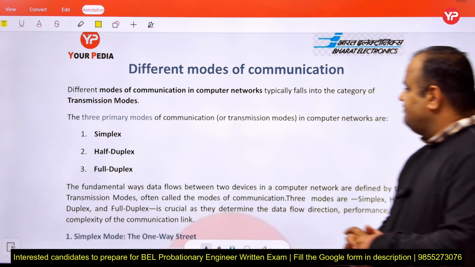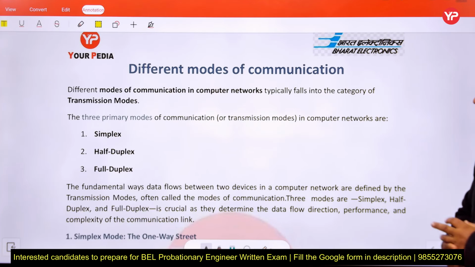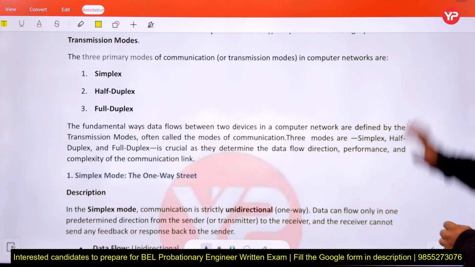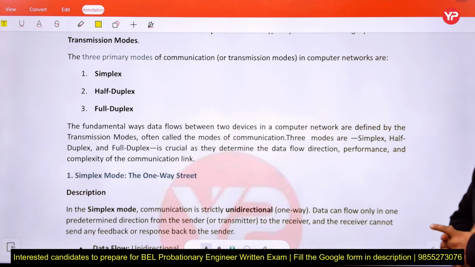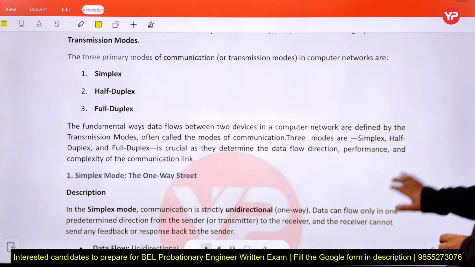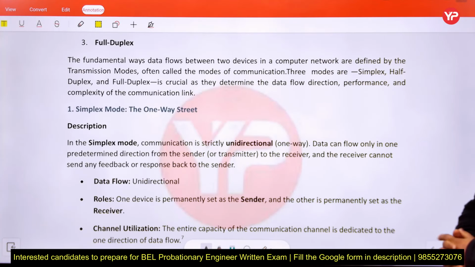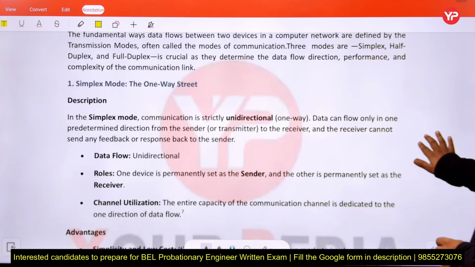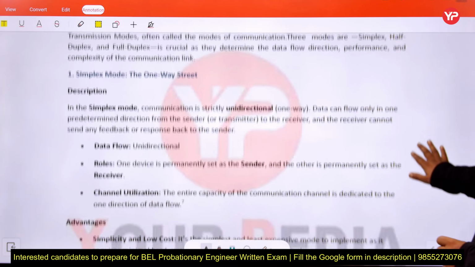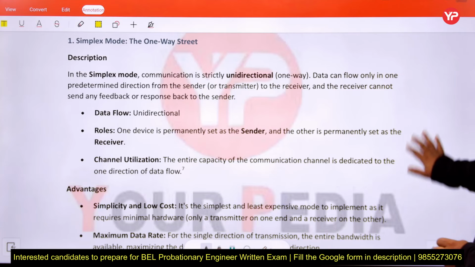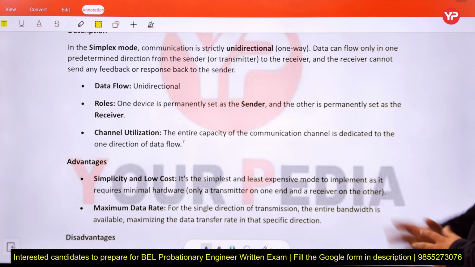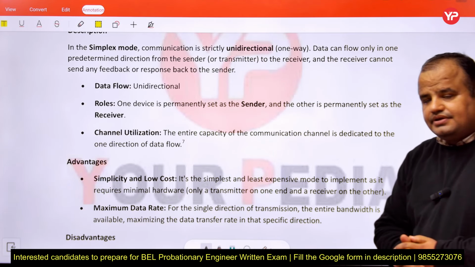Now see, different modes of communication in a computer network typically fall into the category of transmission modes. We have three modes: simplex, half duplex, full duplex. The fundamental ways data flows between two devices in a computer network are defined. This is theory for your purpose. If you just get a simple reading, it's very good for you. Now let's start with the simplex mode. It is very important.